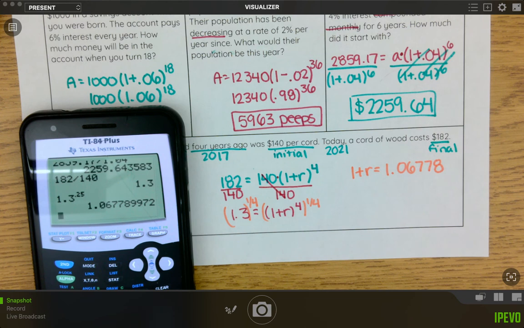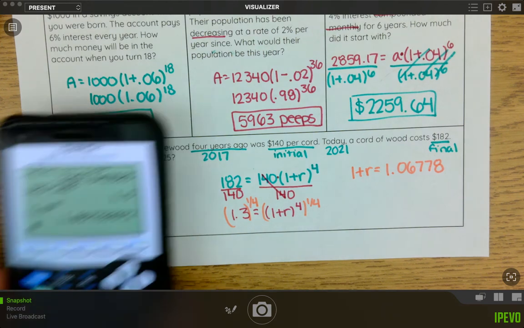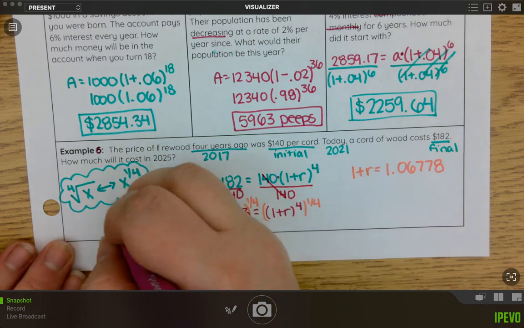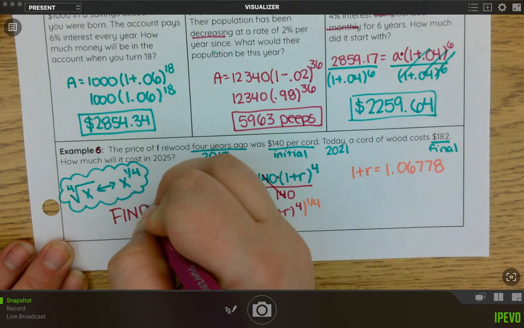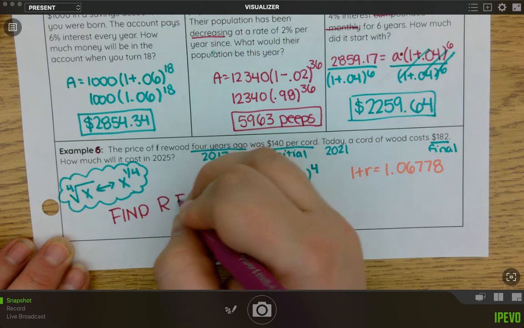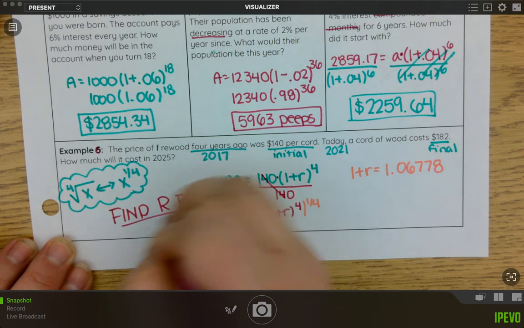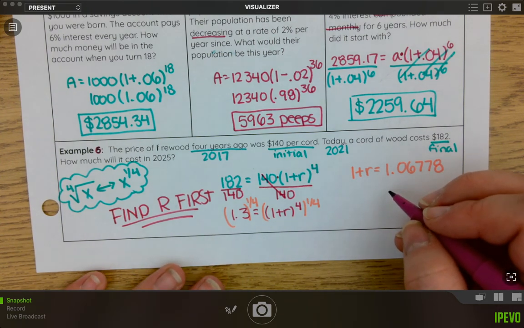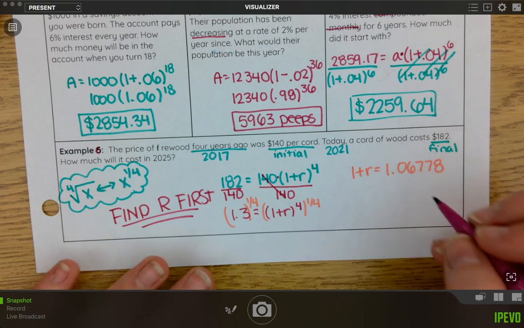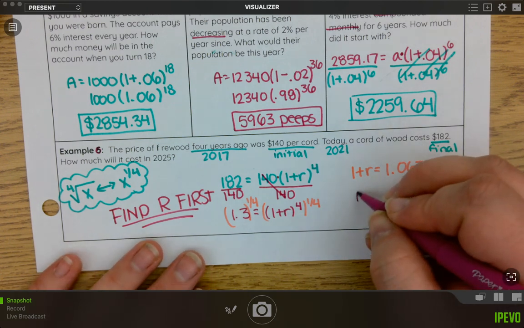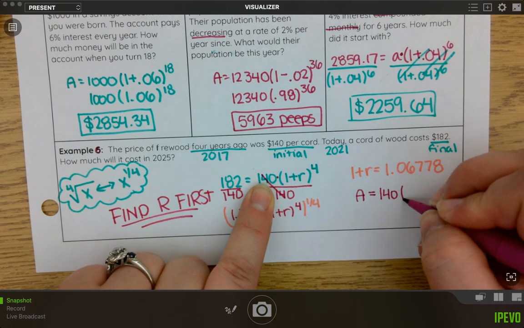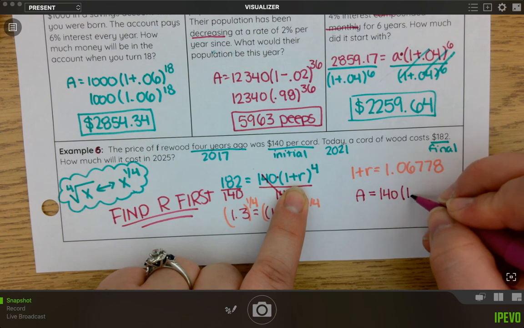And now, I can find how much it's going to cost in 2025 because I know what the rate is. So the whole goal here is that you have to find the rate first. Okay, and I don't need to subtract the 1 to figure out what r actually is, but I can tell that it's like about 6.7%. All I do have to do is know that my final amount is 140. Now I know what goes in the parentheses.